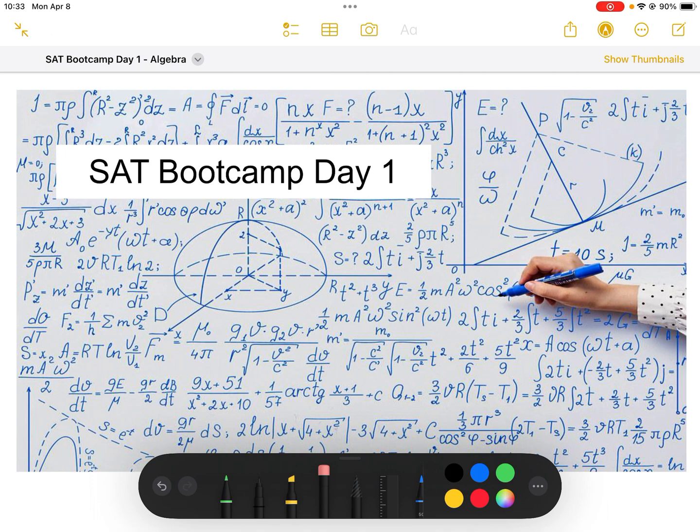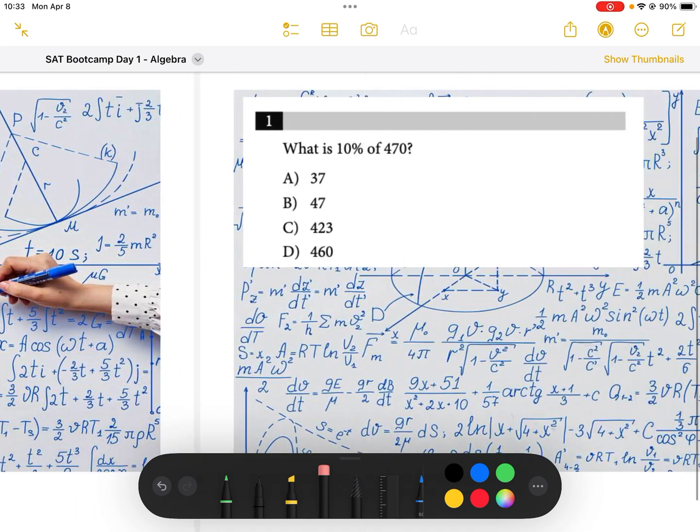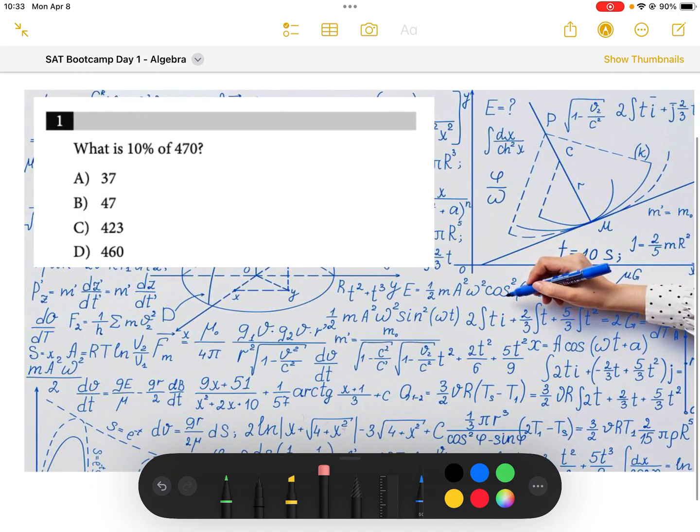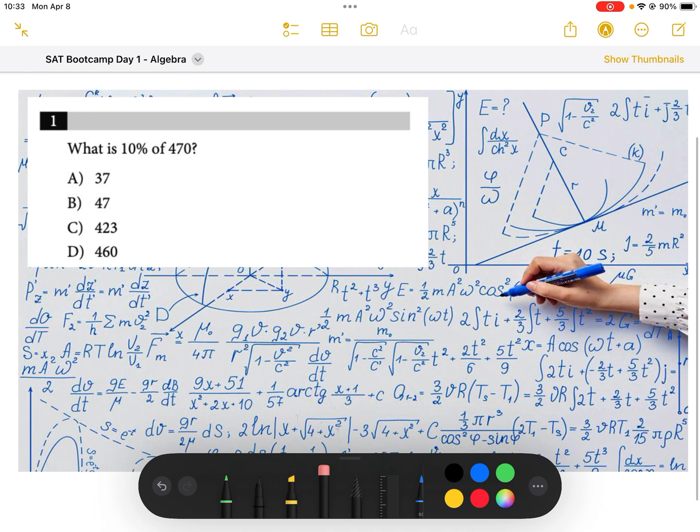Okay? So here is your first question. And I forgot to mention some of these questions will pull from previous math classes that you've taken. So this stuff is not everything you've learned this year. So question number 1 says, what is 10% of 470? Either A, 37, B, 47, C, 423, or D, 460. So go ahead, take a moment and solve this problem.